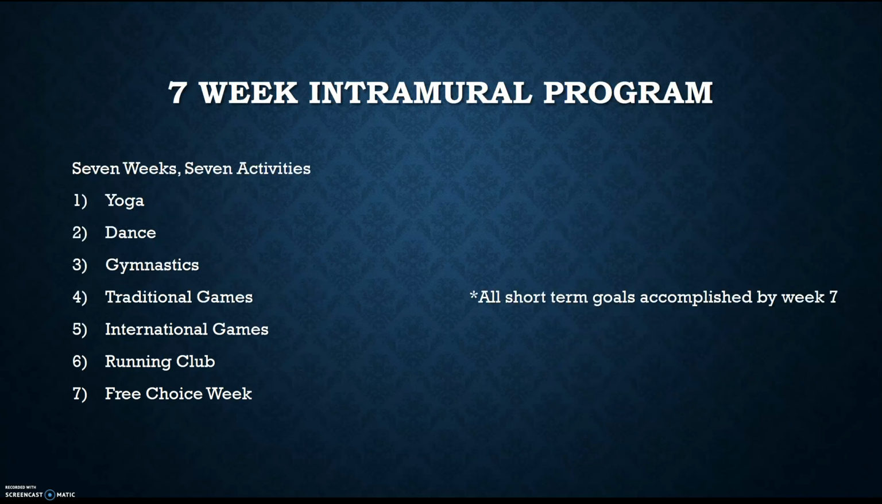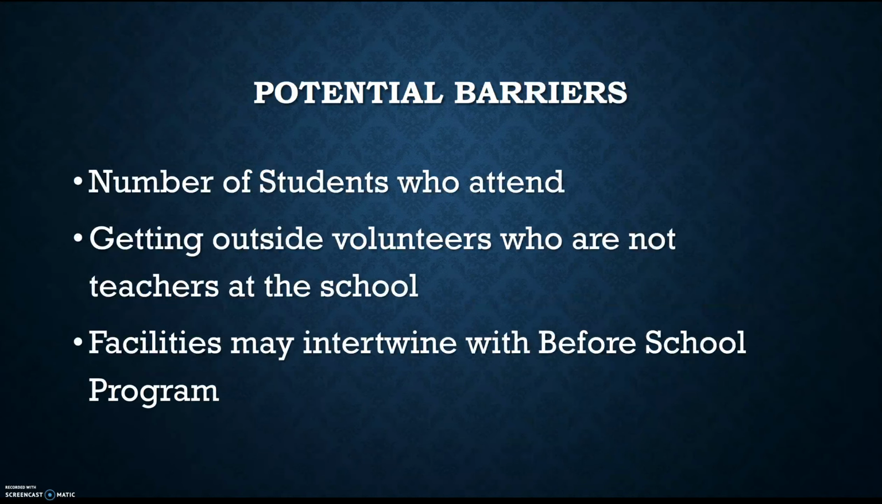Our 7-week intramural program outline. Here are 7 different activities that we are going to do. If we choose to go to 10 weeks, it all depends on the success of our program. Some of these may be tentative to change. And as you see, all of our short-term goals need to be accomplished by week 7. And that is totally doable with the help of our team and the support that we have around the school.